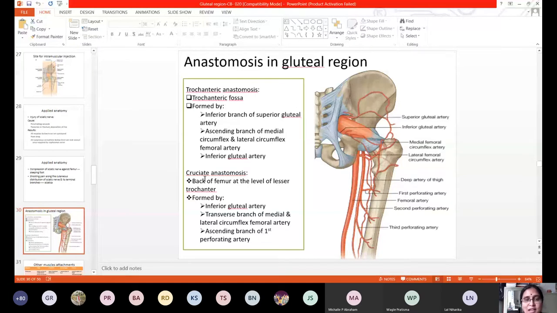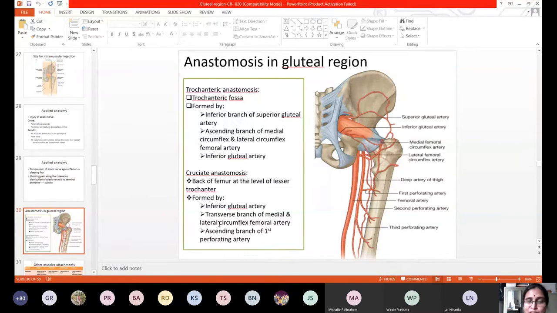Confident? The other anastomosis, which lies on the back of the femur at the level of the lesser trochanter, the small trochanter, is known as cruciate anastomosis. The term denotes cruciate. It is not properly shown in this picture. The term cruciate means like a cruciform, crucified plus.